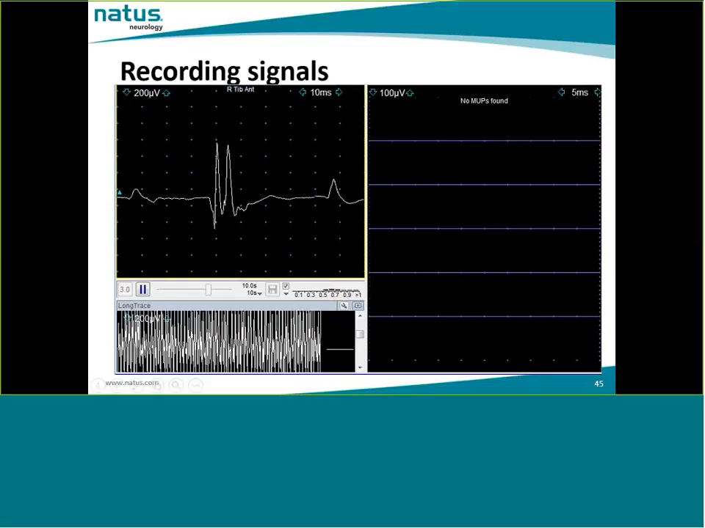There is another system. We can see the free running EMG on the top. This is at 10 milliseconds per division. The gain is 200 microvolts per division. These are sharp potentials, and we can see that from the quality meter. And at the bottom, we can see the buffer that will be used for analysis.